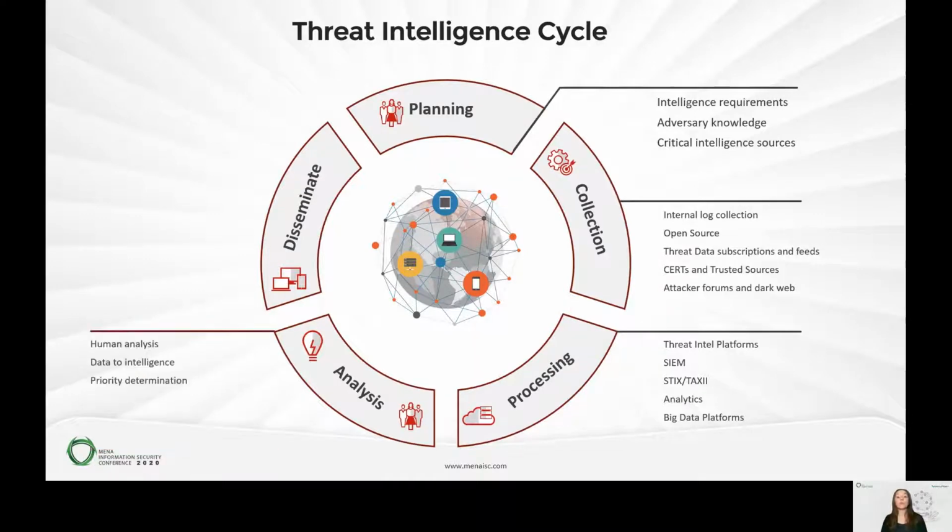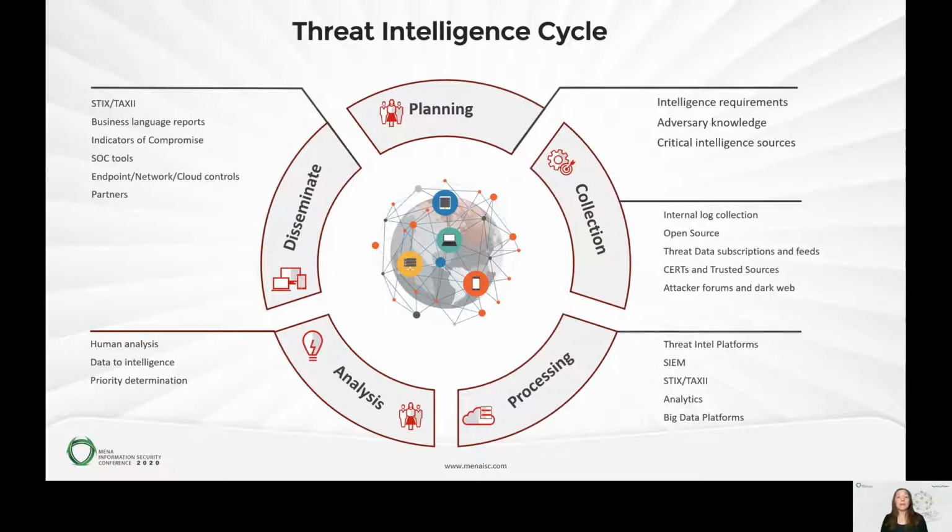And ultimately, as we move into that analysis, after we've allowed automated analysis to take place, are we going to add human analysis on top of that? How are we going to make sure that that priority determination of that threat intelligence is made, or how do we set the priority based on the threat intelligence source?